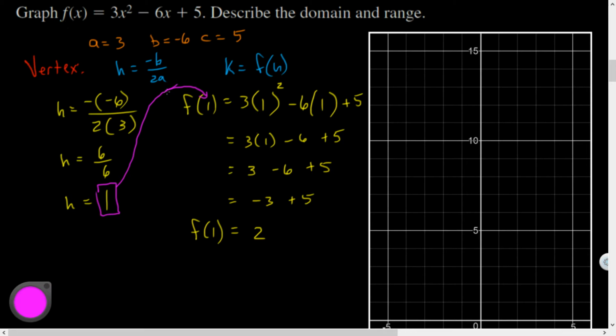Here, I'll even show that we plugged in 1 here and here. Look at that. Ooh, I love these colors, guys. Colors make me so very happy.